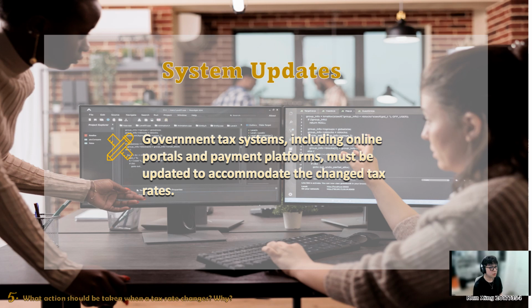Then we're going to talk about the system updates. Government tax systems, including online portals and payment platforms, must be updated to accommodate the changed tax rate. This allows taxpayers to accurately calculate their liabilities, submit returns, and make payments without technology obstacles.